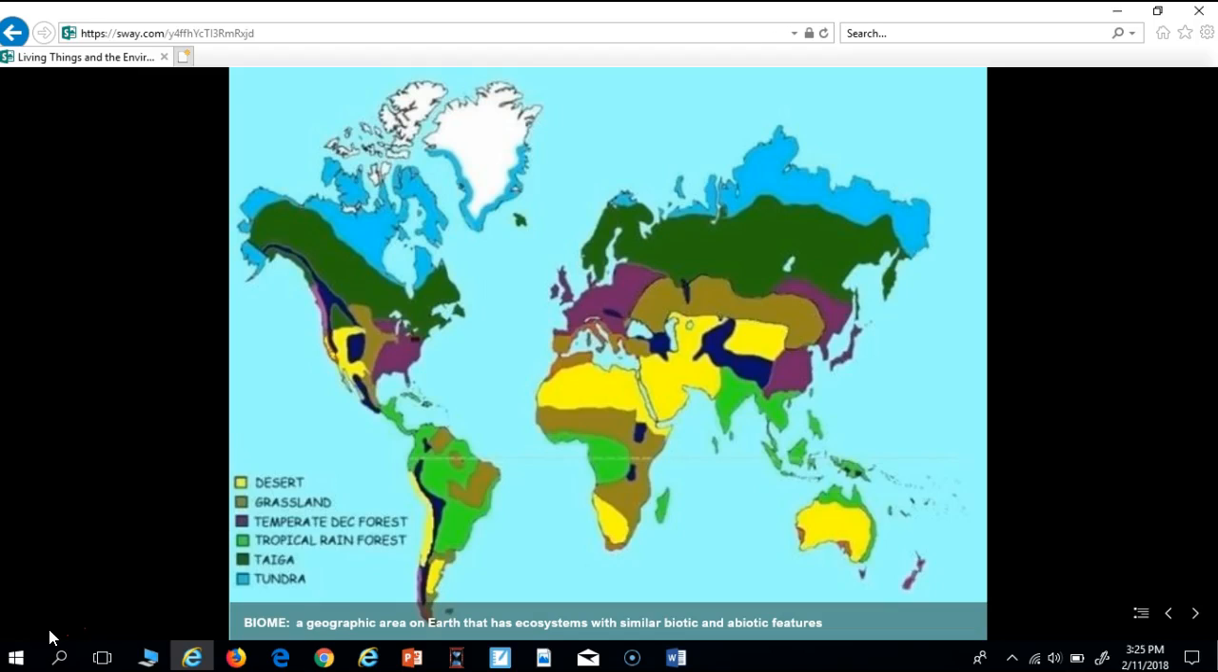And then you have a biome. And a biome is just a geographic area on Earth that has ecosystems with similar biotic and abiotic factors. For instance, you can see the yellow areas here. This is a desert biome. No matter where you go on Earth, a desert biome has similar biotic and abiotic factors. Similar types of plants and animals grow there, and they usually have the same abiotic factors such as temperature and sunlight.